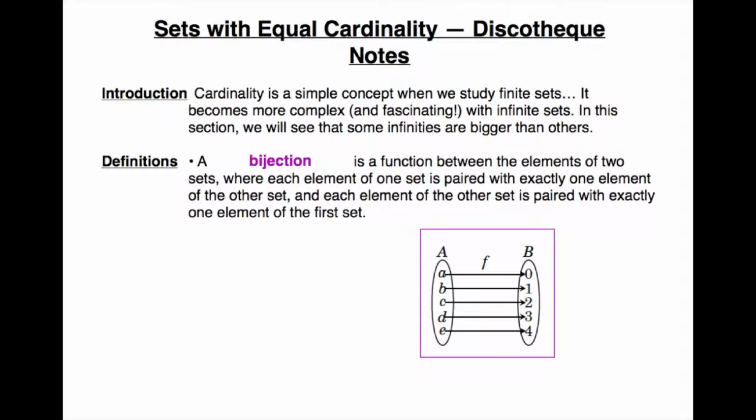So A is paired with 0, B is paired with 1, C is paired with 2, D is paired with 3, and E is paired with 4. When we ask in exercises to build a table that creates a bijection between two sets, this is basically what we are expecting you to do.